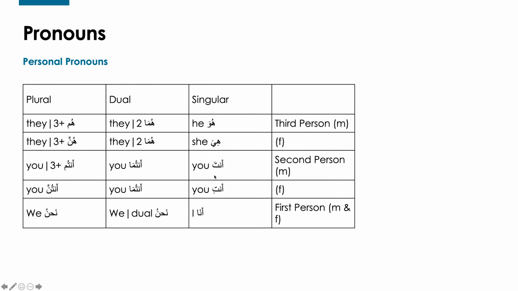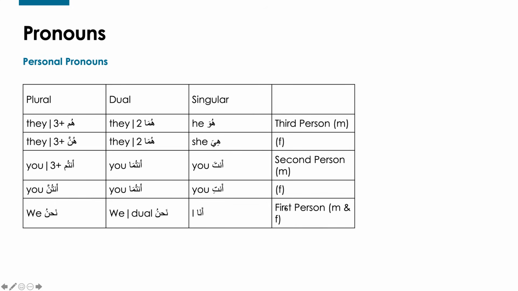Now say we want to address someone in the second person. And if it is male, we use anta, you. If it is two, antuma, the two of you. Antum for plural. And if they are female, we use anti. Antuma, again, the same as the masculine. And if they are a group of women, antunna.